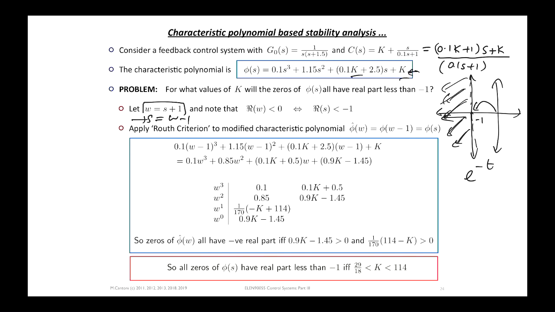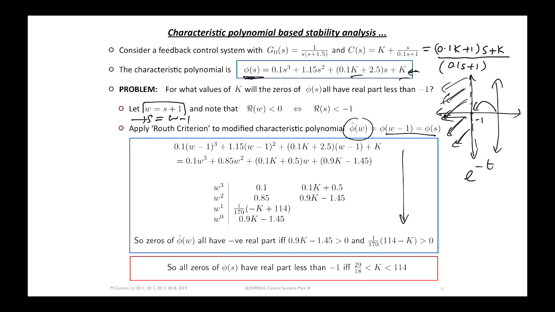So this is just rewriting this. Okay, so now when I evaluate this polynomial at S equals W minus 1, I get a new polynomial in W. All right? So you can apply the Routh stability criterion to this new polynomial, right? Remember, the W plane has its origin here. So when we apply the Routh criterion to this polynomial in W now, it's going to tell us when the zeros of this polynomial lie to the left of the W plane's imaginary axis.